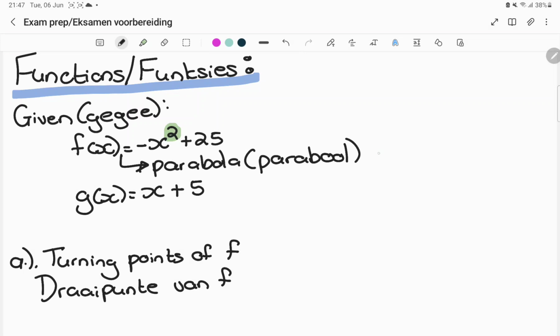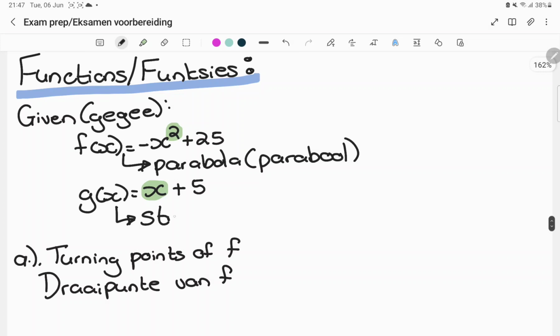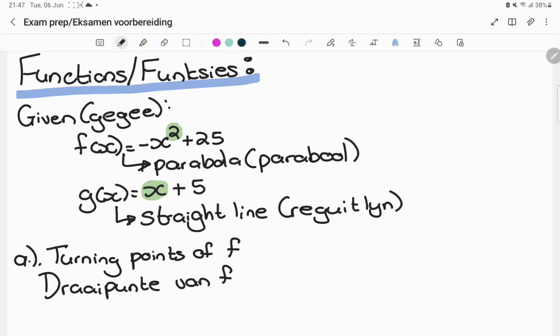Meaning it's either going to be a smiley face or a grumpy face. My second function, I have a normal x, there's no exponents, no fractions, nothing fancy. So this is just going to be a straight line, or in Afrikaans, 'n reguit lyn. This is a tip I can give you for your exam. When I give you the functions, always go and evaluate what type of function am I busy with.